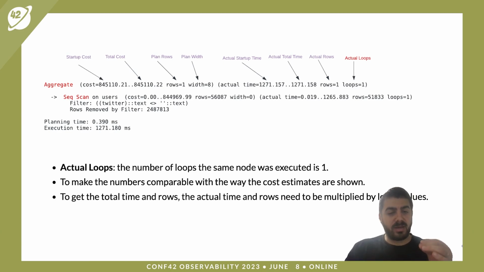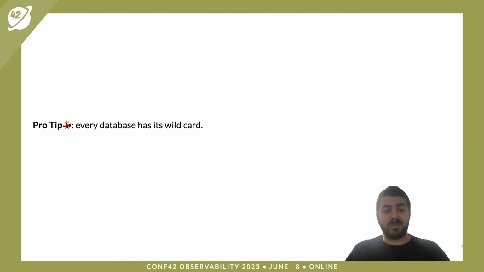So loop is kind of weird. Basically, it takes an entire node, and the numbers of actual total time and actual rows are multiplied by the number of loops that are executed, and they do that to make it comparable in terms of the cost and the actual execution plan. So you need to know this and take it into consideration when you calculate, which is a bit annoying. And to be honest, every database has its own wildcard. Some have different segments, but it is the same.